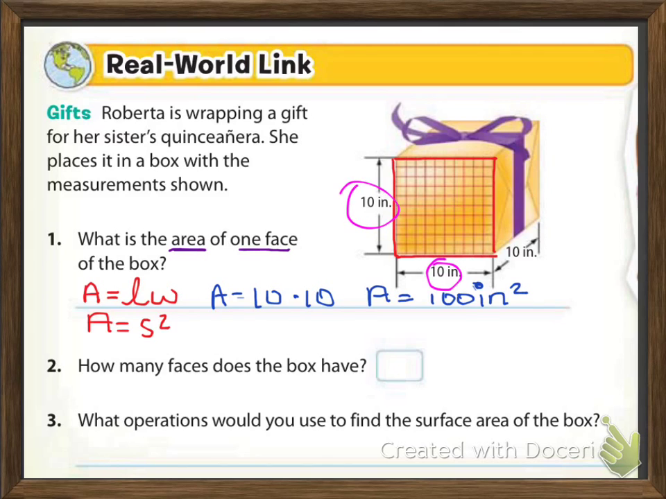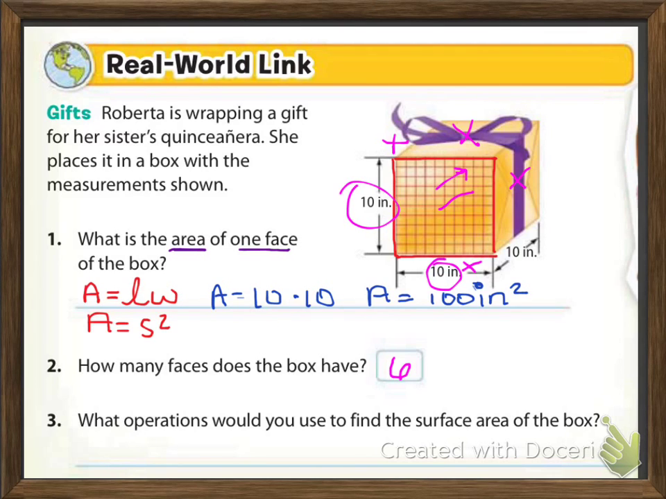Then it says, how many faces does the box have? So we sort of need to use our imagination. We know we have one here, and then we'll have one on the opposite side that's the same size. So that's 2. Then we have 3, 4. There's one over here, that's 5. And then there's one on the bottom that we can't see, so that's 6. So you want to put a 6 in here for 6 faces.